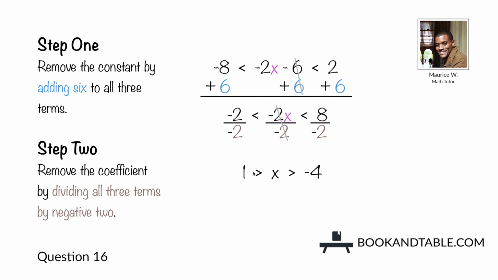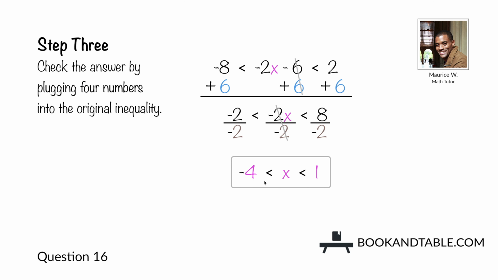And then x is less than 1. So the answer that we get for question number 16 is negative 4 is less than x, which is less than 1. And now step 3, check the answer by plugging 4 numbers into the original inequality.